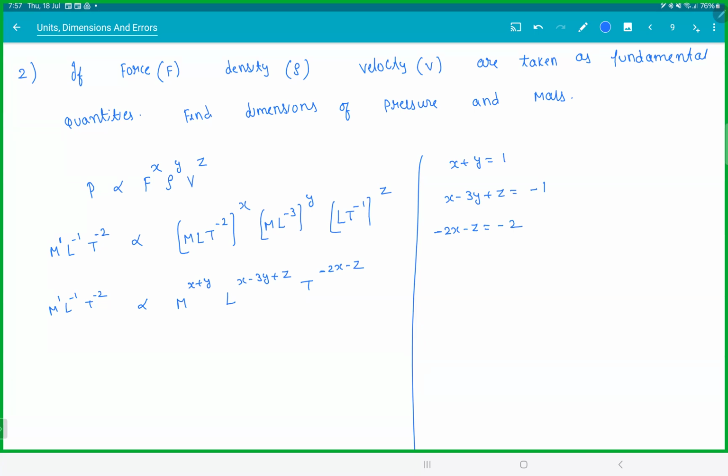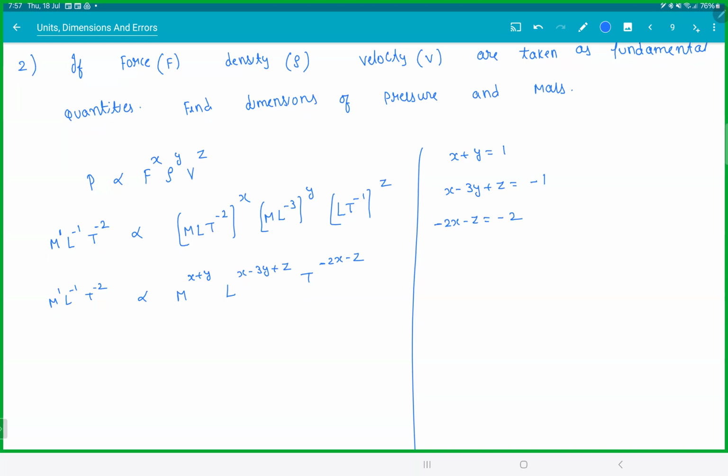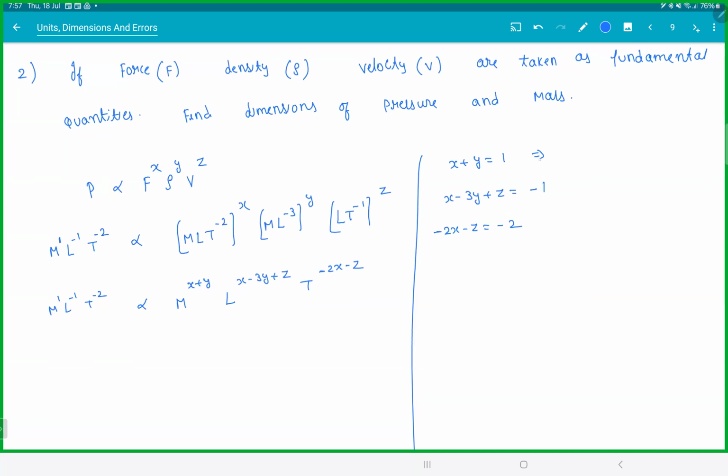So normally when you get something like this, I see which variable I can replace. So y is 1 minus x, I'll dump it in this. Z is 2 minus 2x, I'll dump it in this. So I'm basically eliminating variables, getting everything in terms of x. So this is x minus 3 into 1 minus x plus 2 minus 2x is equal to minus 1.